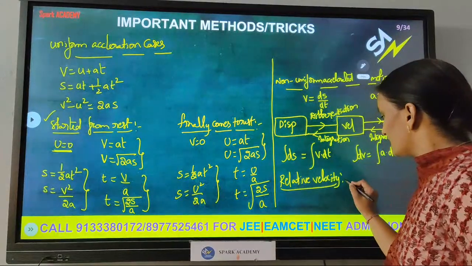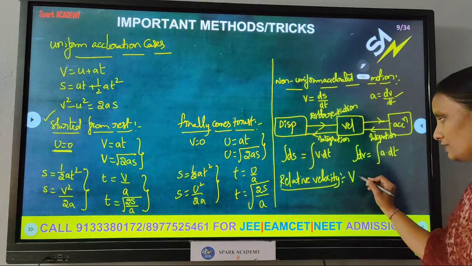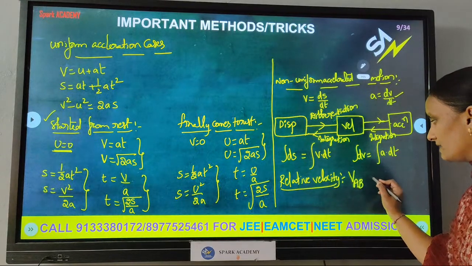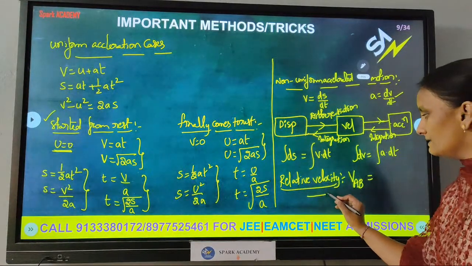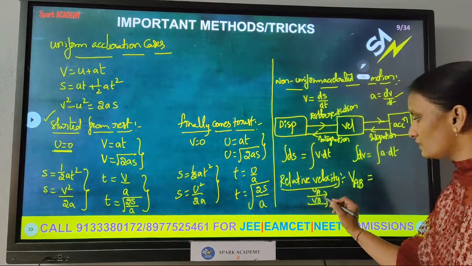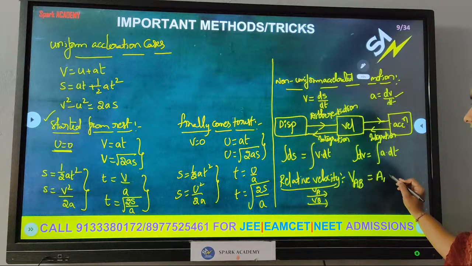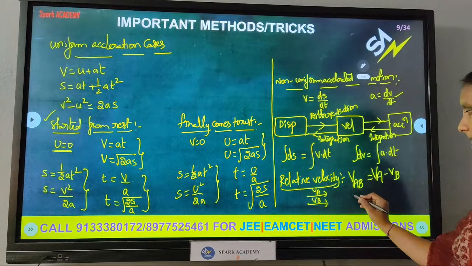About relative velocity in one dimension, they can ask questions. If any two objects are moving in the same direction, the velocity of object A with respect to B: A is moving in the positive direction, B is also moving in the same direction. Then the relative velocity of object A with respect to B will be VA minus VB.